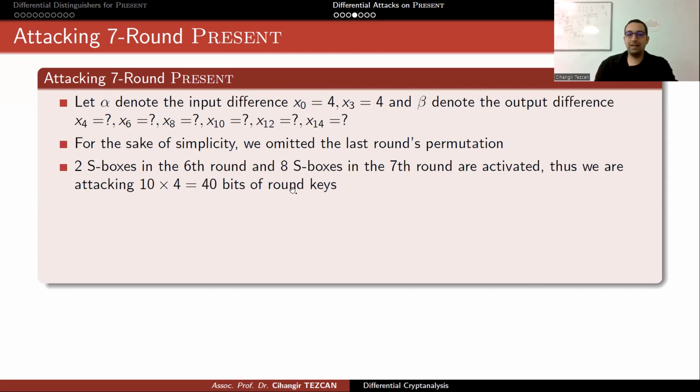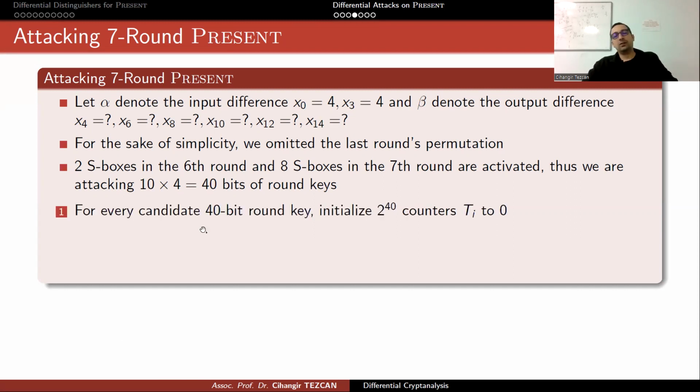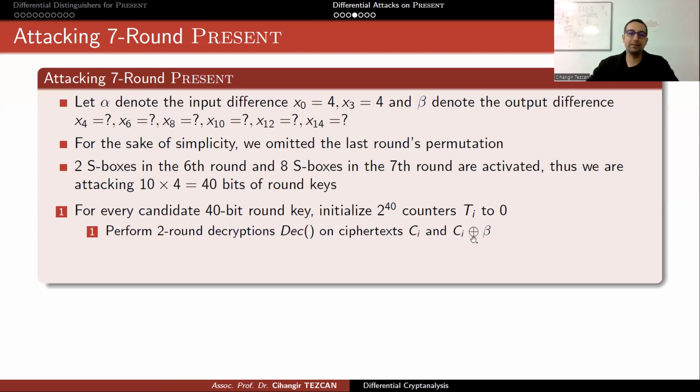So there are candidates of 2 to the 40 keys, and one of them is correct, right? So your attack would be to capture the correct one out of 2 to the 40 round keys. So for every candidate 40-bit round key, you can initialize 2 to the 40 counters T_i to 0. Of course, in theory, you can do it, but most probably it will exceed your memory. You wouldn't have that much memory or RAM. I mean, you can, of course, use a hard drive. So you can come up with clever ideas to not keep a counter for every candidate key.